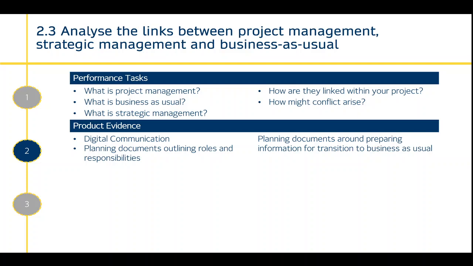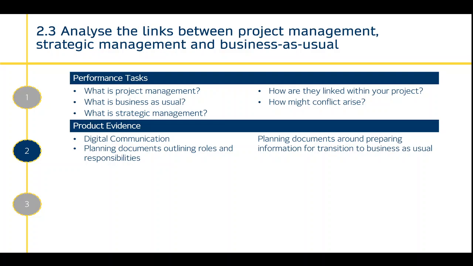Project management will then hand over the completed project to business as usual. Business as usual can be considered as the business's regular operation or operational team. So there's clear links between the three groups, and it's important that they are clear. Everyone knows what they're responsible for, and the communication is good between these three elements, because if there isn't, it could result in conflict. So what is project management? What is business as usual? What is strategic management? How are they linked within your project, and how might a conflict arise between these three elements?